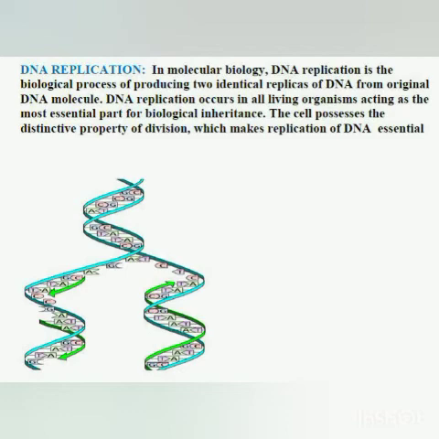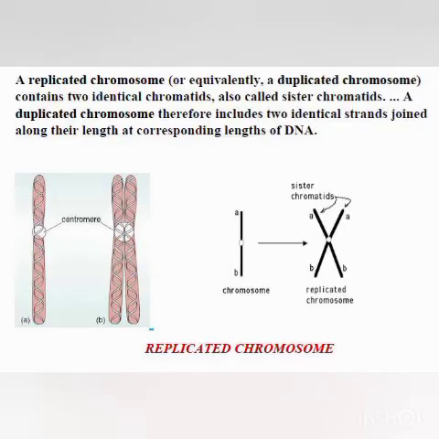You can see a replicated chromosome, which is also called a duplicated chromosome, or duplicated DNA I can say, contains two identical chromatids, also called sister chromatids. A duplicated chromosome therefore includes two identical strands joined along their length to the corresponding length of DNA. First of all, you can see here that two identical DNAs are formed. I can also say these two identical DNAs are like two identical chromosomes.